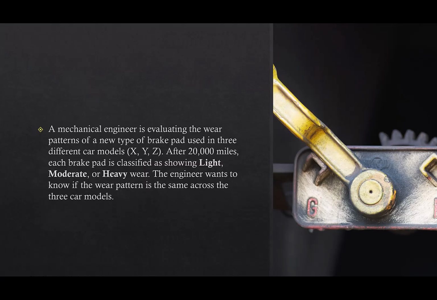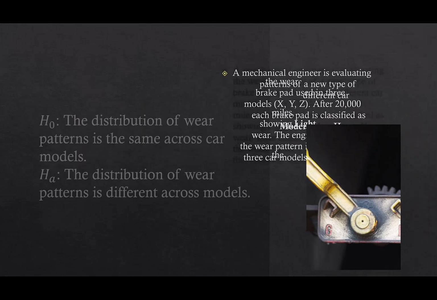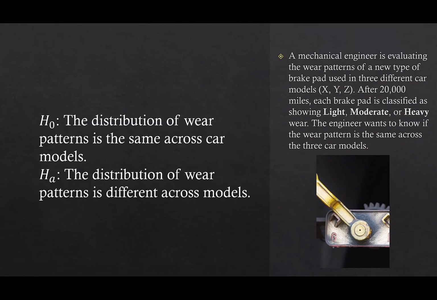Let's look at one more example. A mechanical engineer is evaluating the wear patterns of a new type of brake pad used in three different car models, X, Y, and Z. After 20,000 miles, each brake pad is classified as showing light, moderate, or heavy wear. The engineer wants to know if the wear pattern is the same across the three car models. Our null hypothesis is the distribution of wear pattern is the same across car models. The alternative hypothesis is the distribution of wear pattern is different across models.